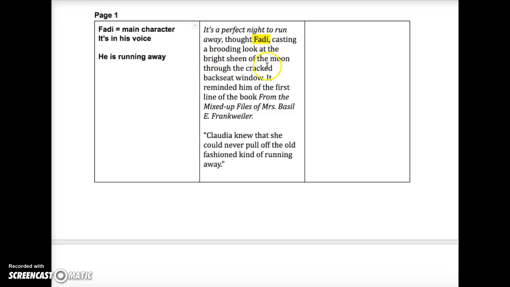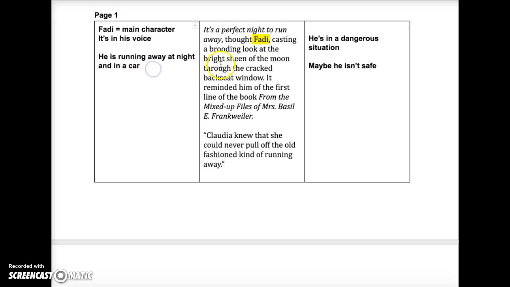And also, he mentions the moon, so I think he's running away at night, and he's running away in a car. The car is cracked, so this makes me think he's in a dangerous situation because the car has a cracked window, and I just get the sense that this is trouble. Maybe he isn't safe. That's what I think.